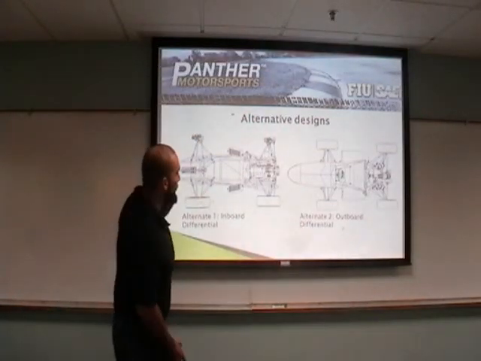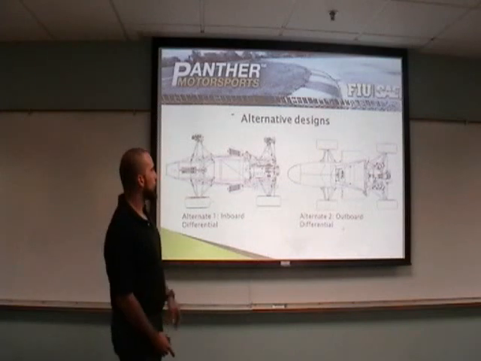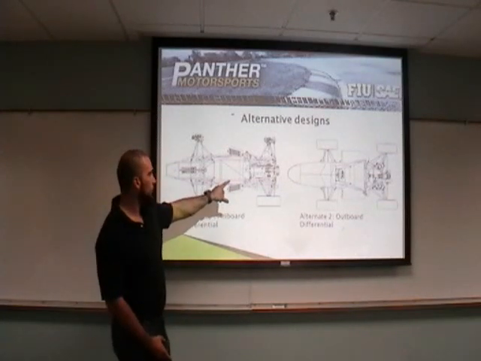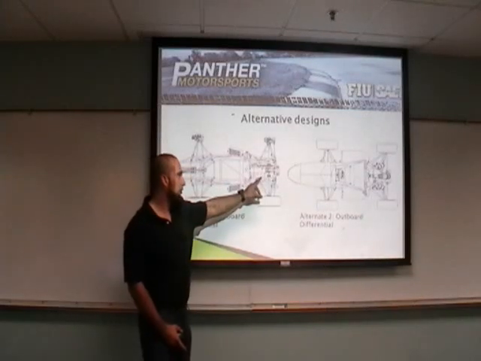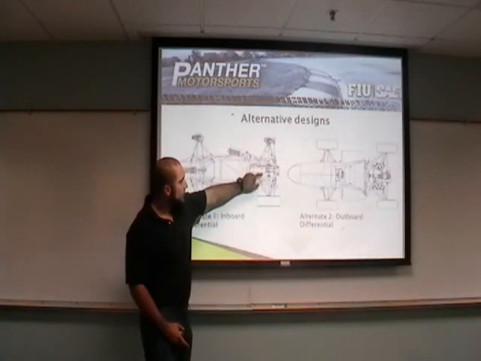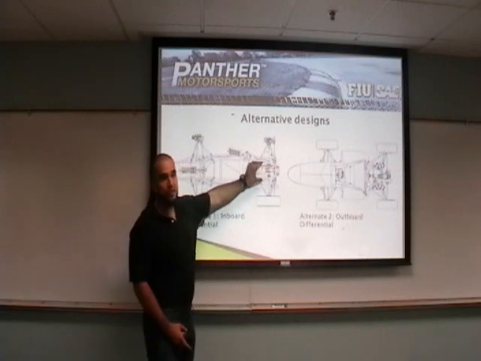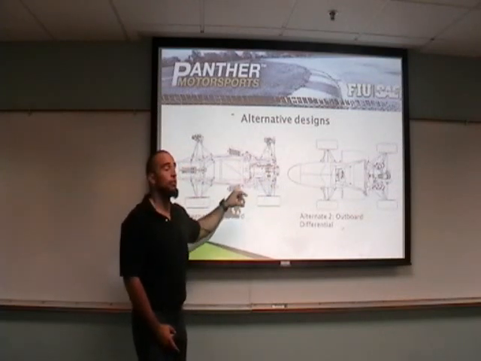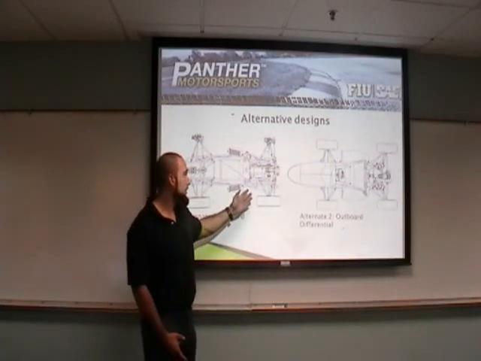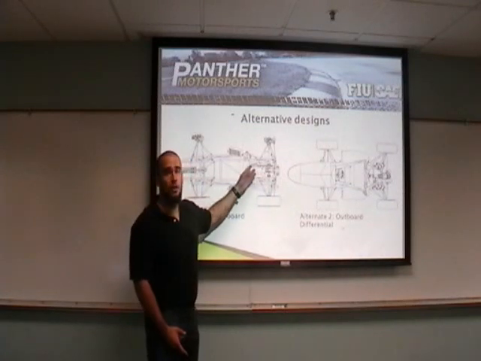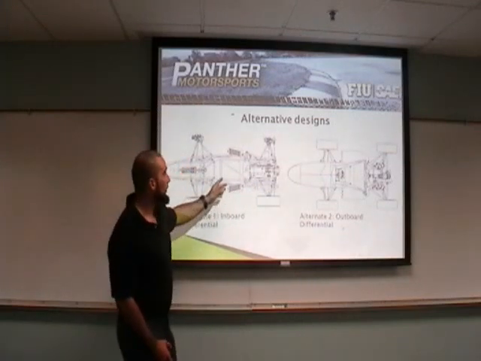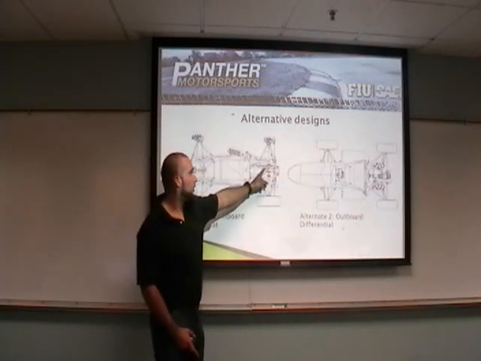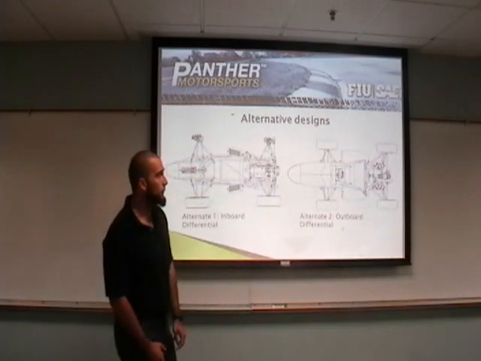These are two alternative designs for the differential. As you can see on the left-hand side, this design is called an inboard differential. It's a little bit difficult to see, but inside of the chassis, the differential is located at the center of the chassis. This is one of the most common designs because of its placement and how near it is to the power unit, which allows for easy alignment of the chain as well as adjustability.